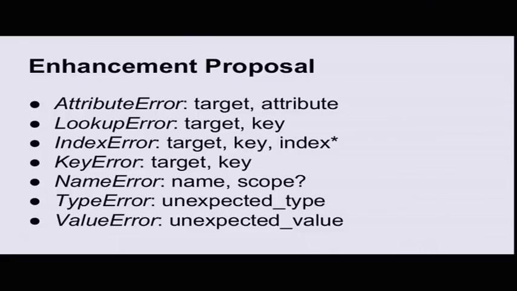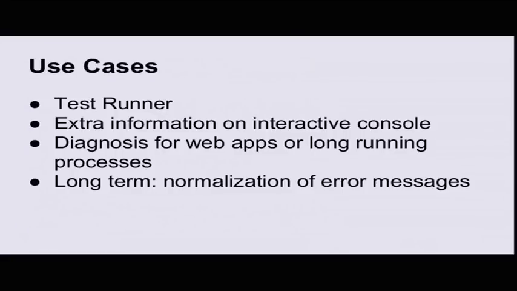And basically this PEP is a summary of all the attempts of all these people, including Guido, trying to have more useful exceptions. So for the case of index error, we would add the target and the index, which is just an alias of the key. And for example, for value error, we could have the unexpected value. So then test runners could get this information and try to do some automated debugging for you.